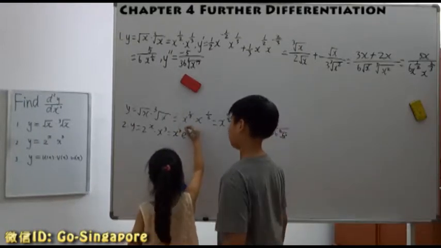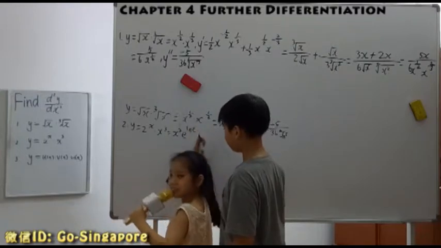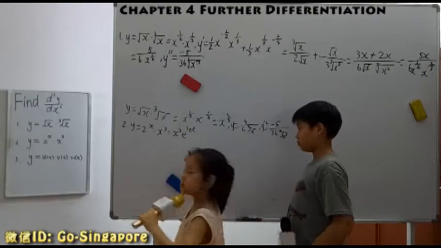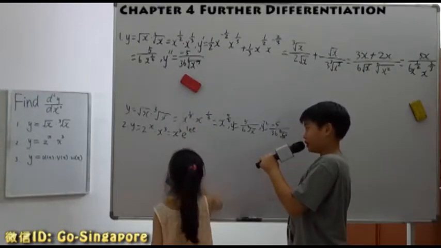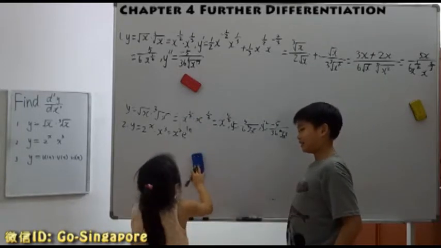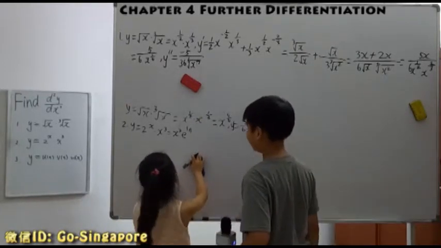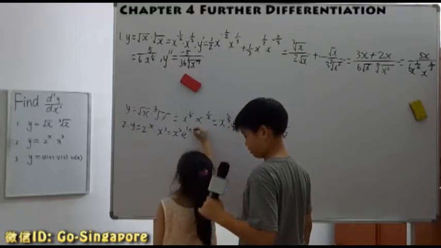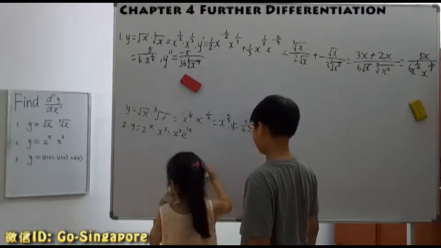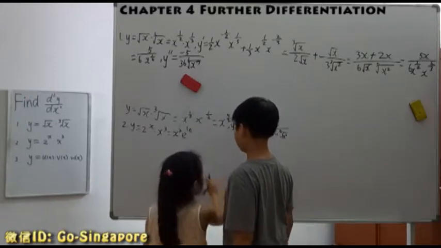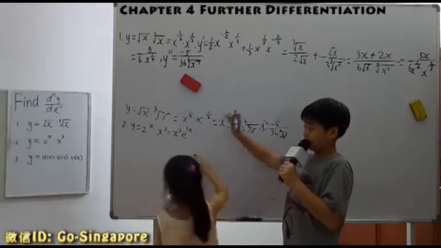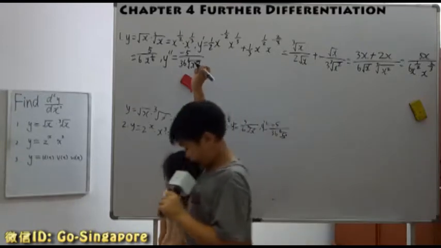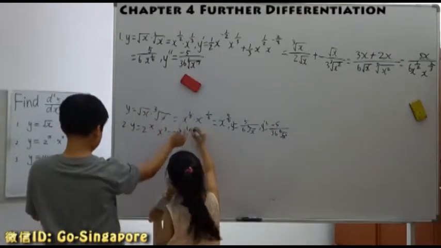This is step by step. Wait, how could this be a long E? E to the power. There's no such thing as E to the power long E. If not, it will be a 1. Quickly, continue. So because I'm looking at a 2 to the power of x, so this is? 2 to the power of x. Yes.